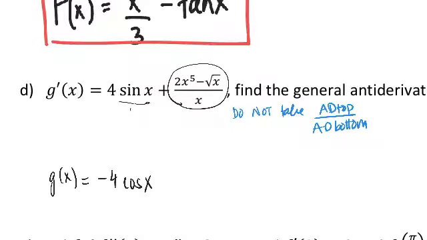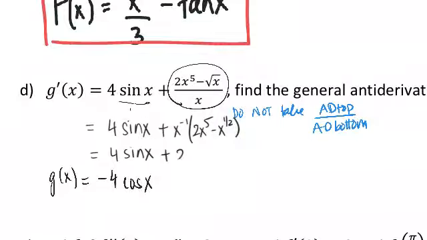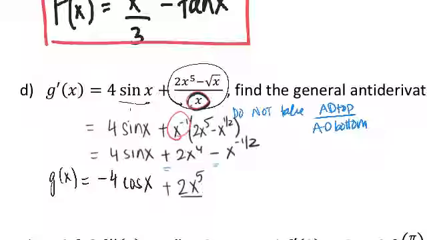And so I would suggest that we rewrite this as 4 sine x plus x to the negative 1 times 2x to the 5th minus x to the half. So it's 4 sine x plus 2x to the 4th minus x to the negative 1/2, right? So I've written this as a power, and then I've distributed that power through, so that now I have addition and subtraction of power terms, and I can now just find my antiderivative with what we've been saying above about the reverse power rule, right?